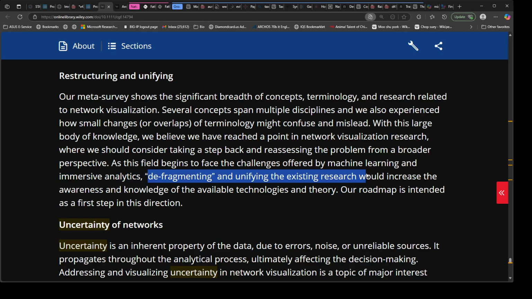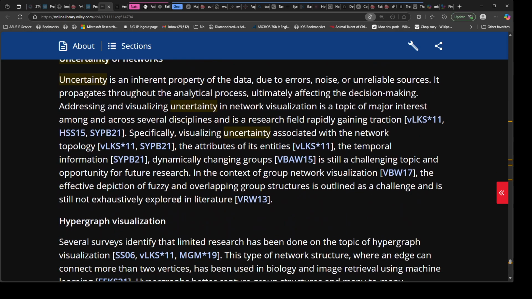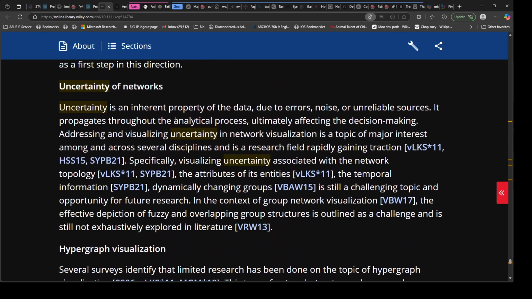Our roadmap is intended as a first step in this direction. Uncertainty of networks. Uncertainty is an inherent property of the data, due to errors, noise, or unreliable sources. It propagates throughout the analytical process, ultimately affecting the decision-making. Addressing and visualizing uncertainty in network visualization is a topic of major interest among and across several disciplines, and is a research field rapidly gaining traction, VLKS 11, HSS 15, CIPIAB 21.